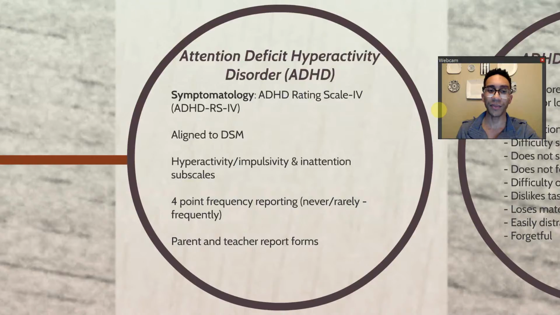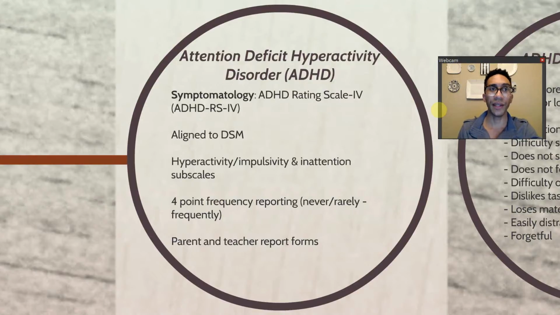So it has hyperactivity, impulsivity, and inattention subscales, because those are two very discrete things that happen in ADHD. And hyperactivity might be very severe and inattention might be very mild.